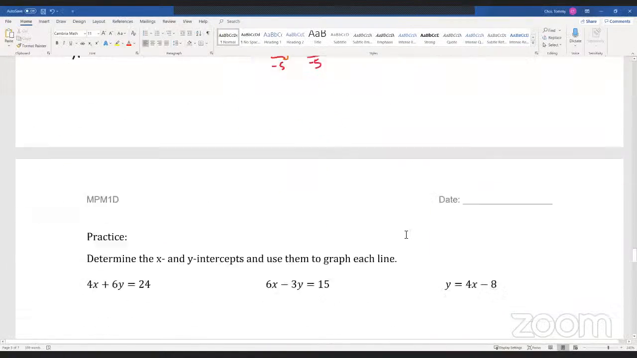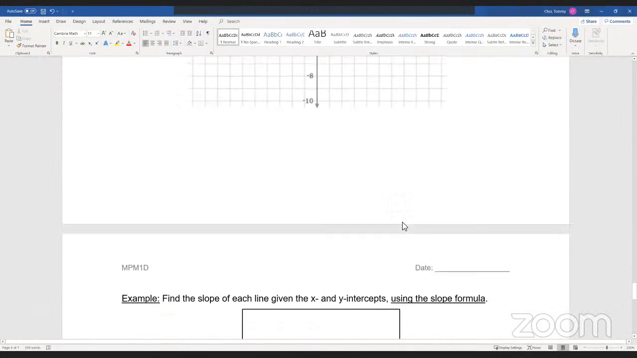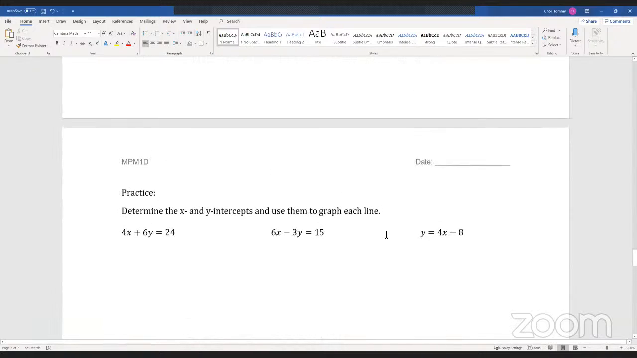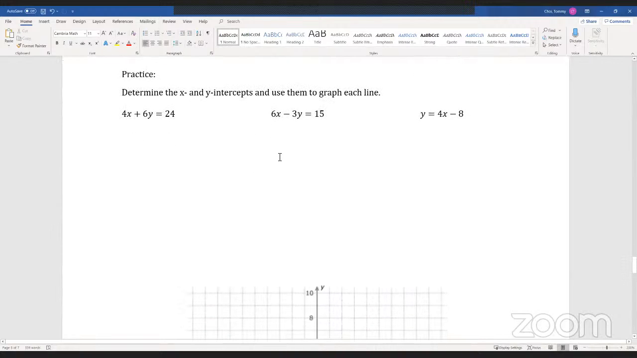Okay. We're going to move on to the practice ones here. We're given a graph at the bottom that I gave you, right? There's a giant graph here. I would like you to practice the x and y intercepts and use them to graph each line. I'll go through the first one together one more time, and I would like you to try the next two on your own. I'll give you around 5 minutes to do so, and then we will take it up.